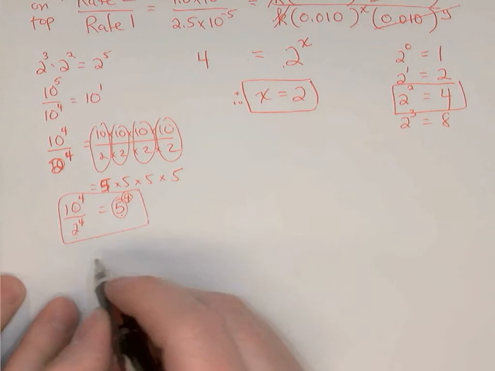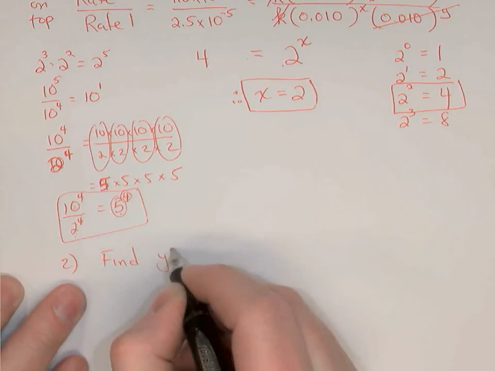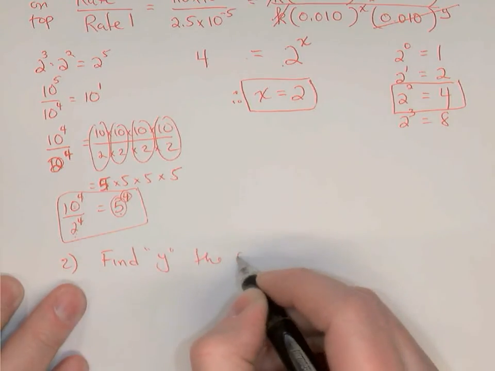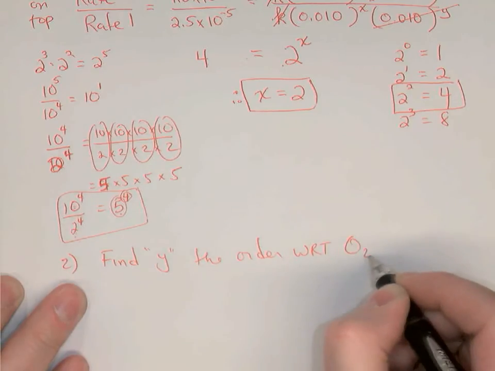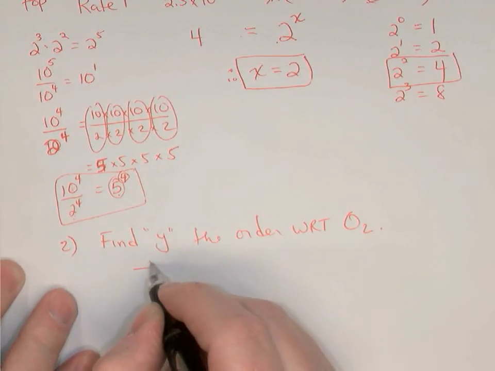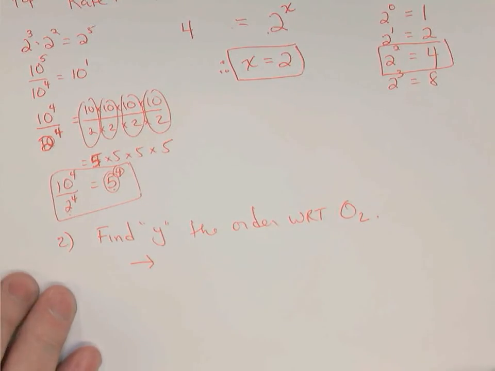So we just found x, the order with respect to NO. Let's do the same thing now a little bit faster, and we'll find y. This was the order with respect to oxygen. Now look back at your data table and decide which 2 trials you're going to want to use to do this.